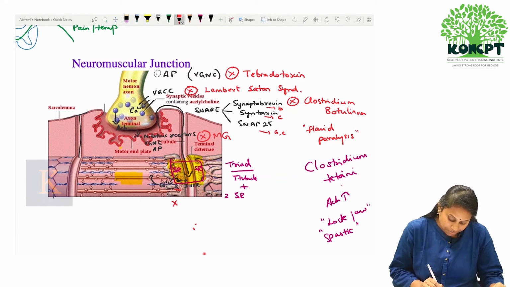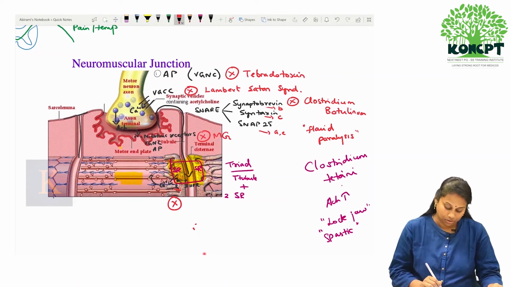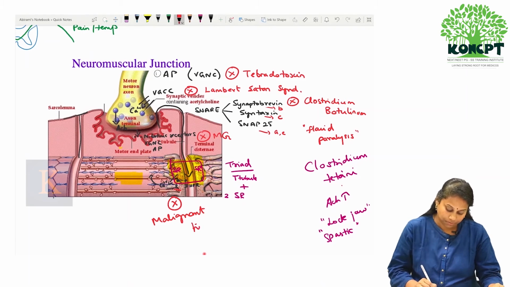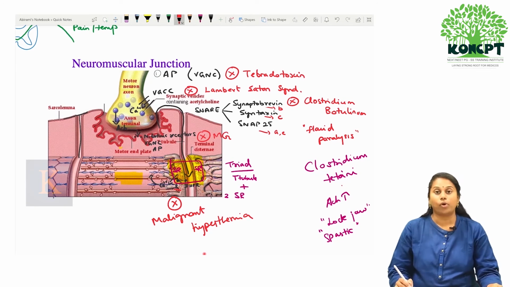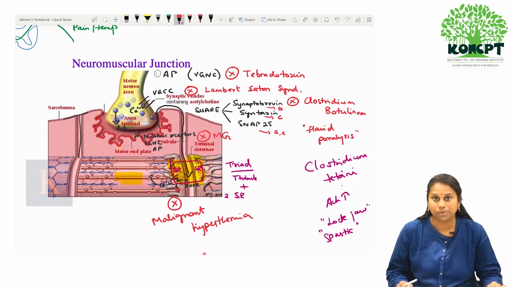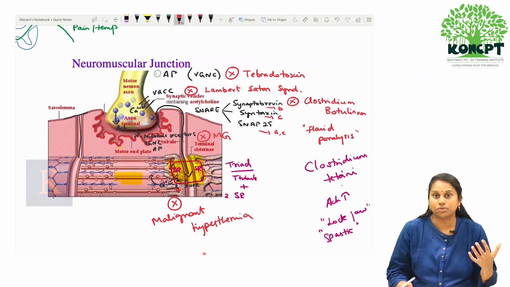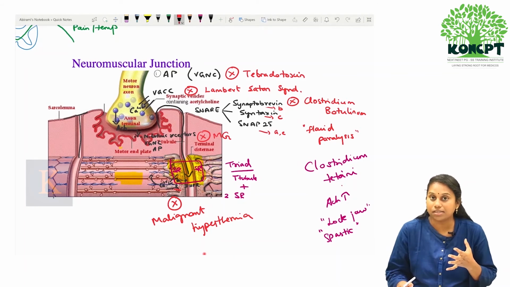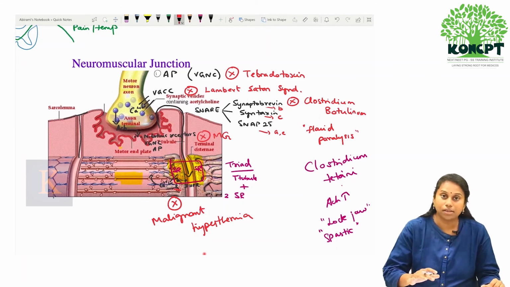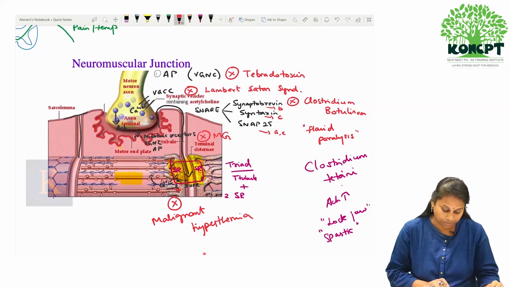Mutation of ryanodine receptor causes malignant hyperthermia. See, what happens when there is a mutation of ryanodine receptor? It becomes hyperactive and it releases more and more calcium. So, there is more muscle contraction and more heat production, which causes malignant hyperthermia. So, these are all the disorders of neuromuscular junction.